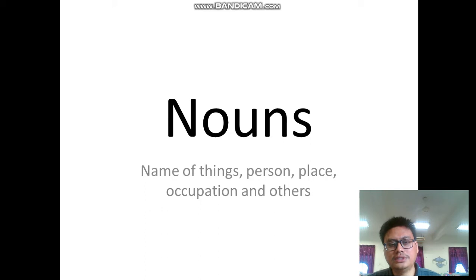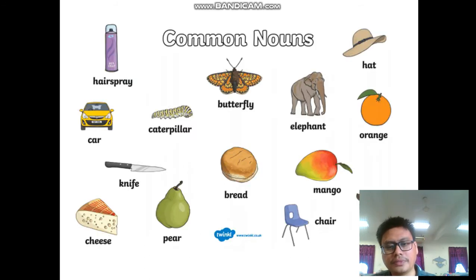So nouns are names of things, persons, places, occupations, and others. Basically, nouns ni memang benda lah, senang nak faham. So this is an example of nouns. We have hairspray, car. For animals, we have elephants, butterfly, caterpillar. And then we have fruits, for example, orange and mango. So that is what we call nouns.